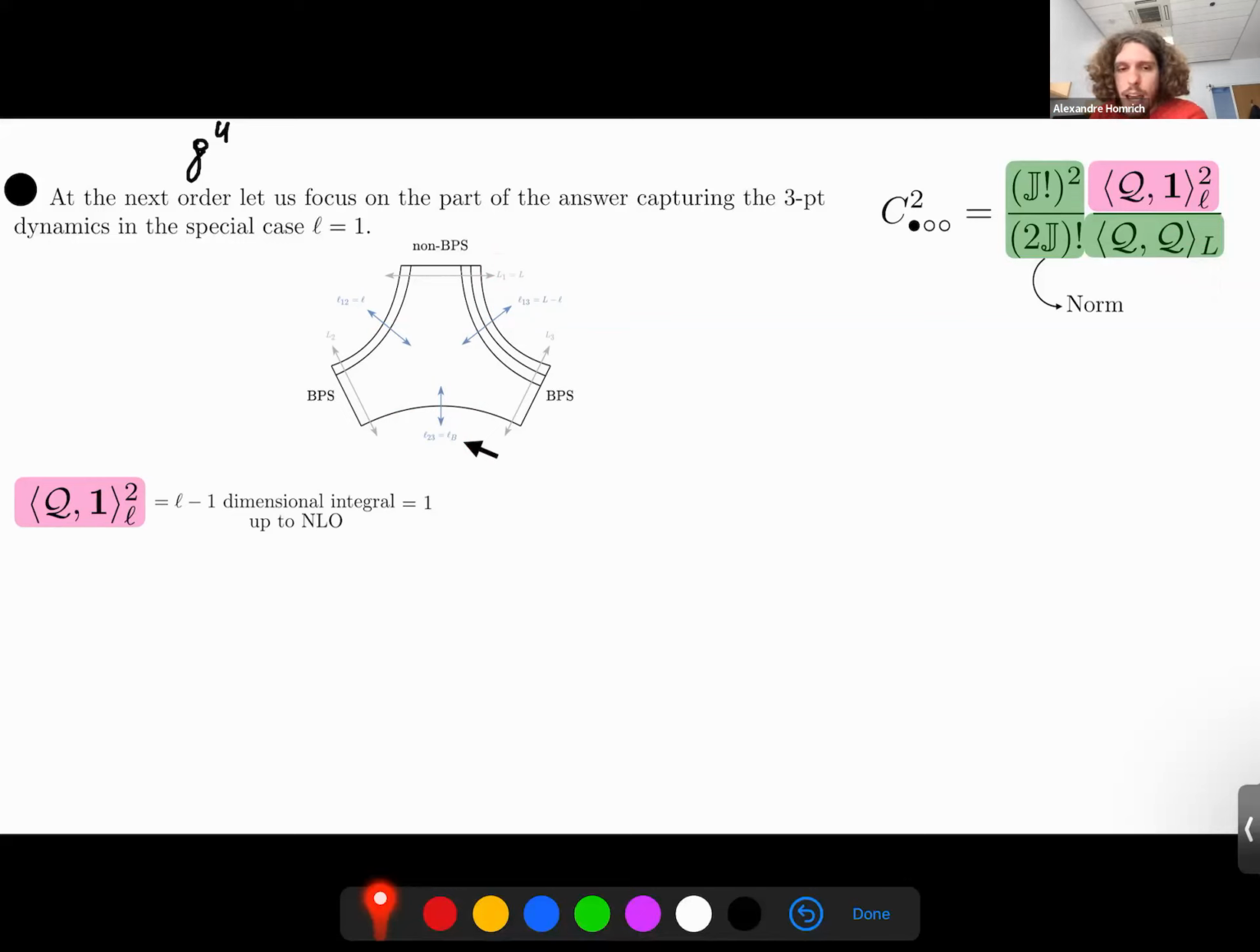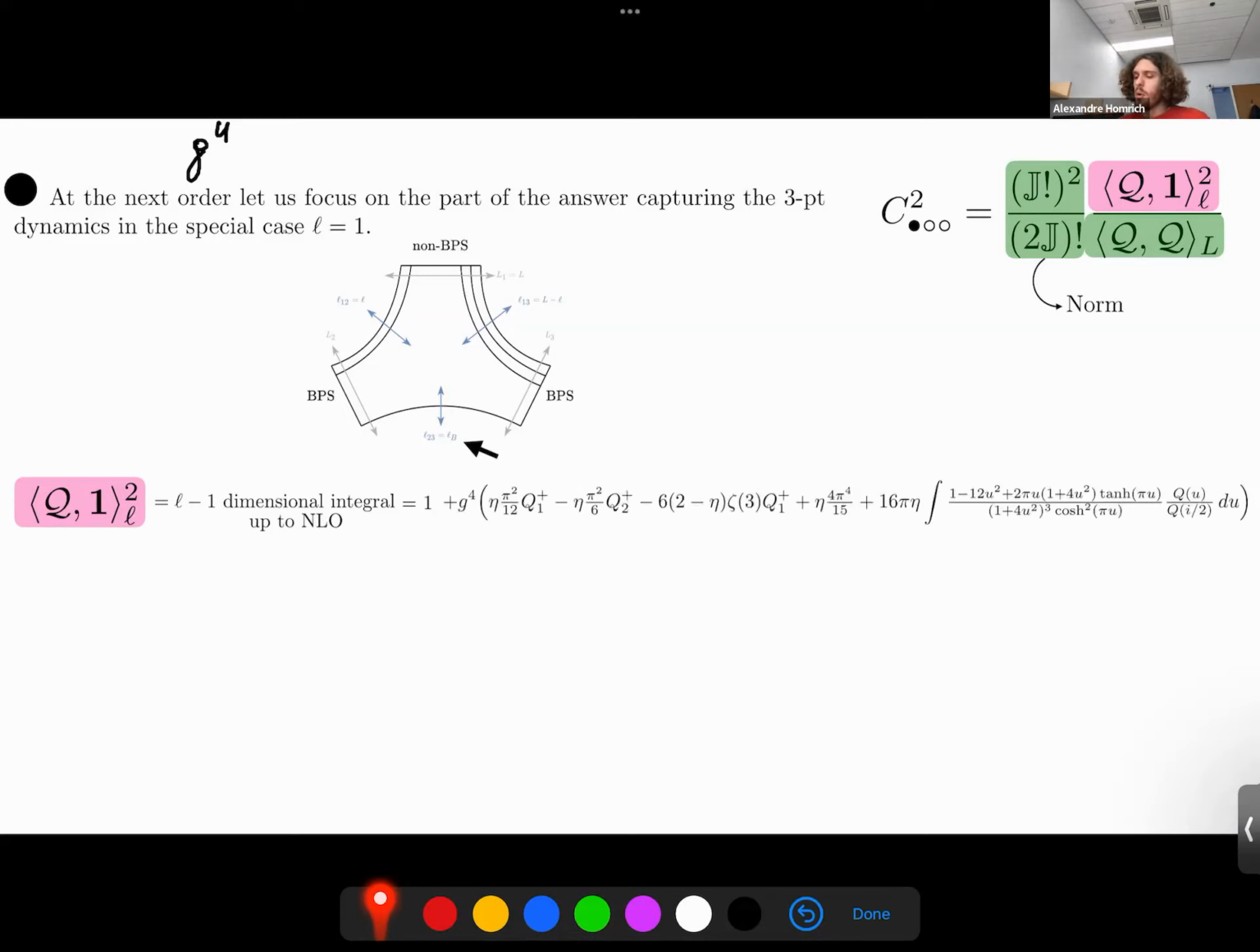And the reason is that at weak coupling, this dependence on L bottom drops out. It shows up for the first time in the SL2 sector at 2 loops, which is next to leading order. And the result I'll present will have this dependence. And the result is the following.